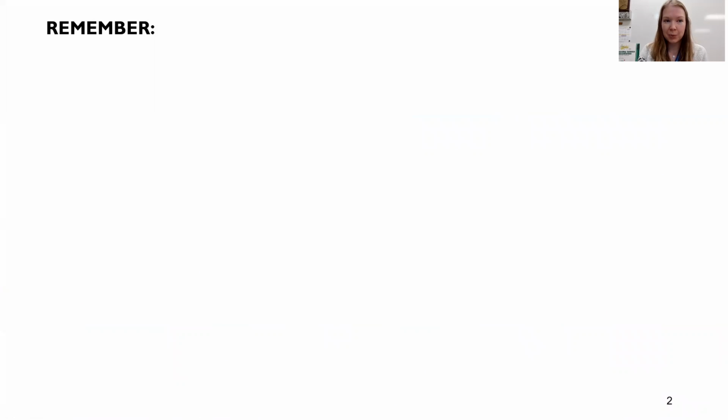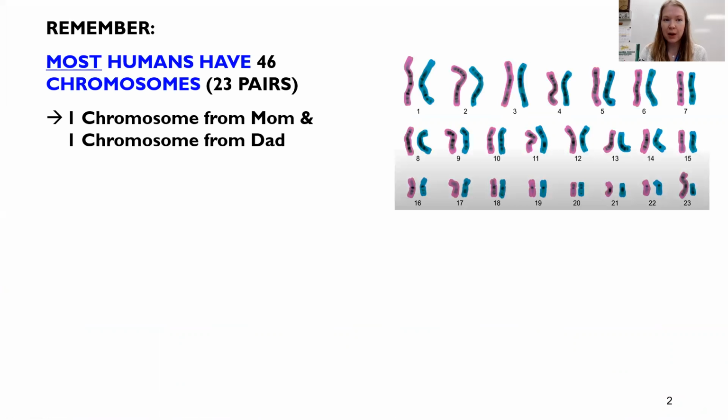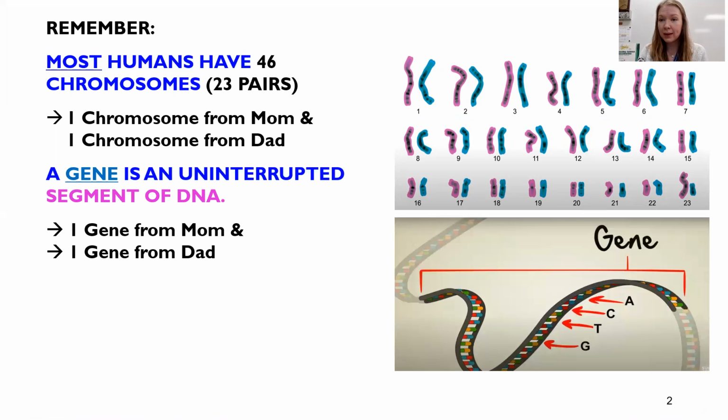So if you remember from the previous video, we talked about how most humans have 46 chromosomes, 23 you got from your mom and 23 you got from your dad. And we also talked about what a gene was, and a gene is an uninterrupted segment of DNA. And you got half of those from your mom and half of those from your dad.